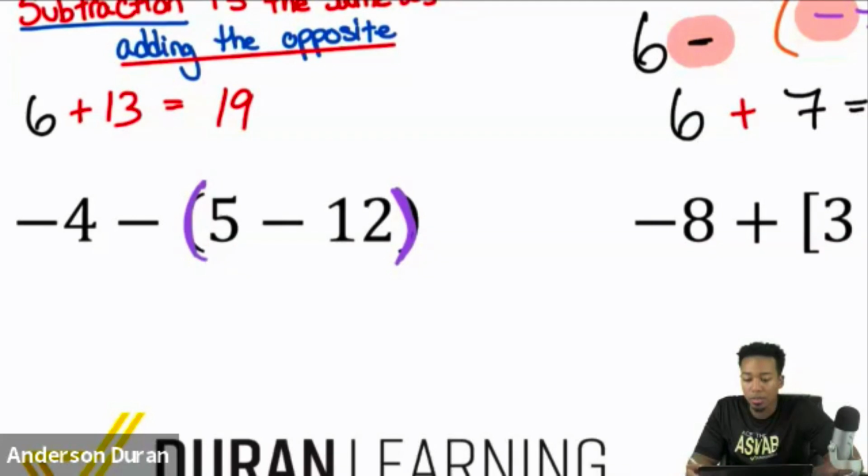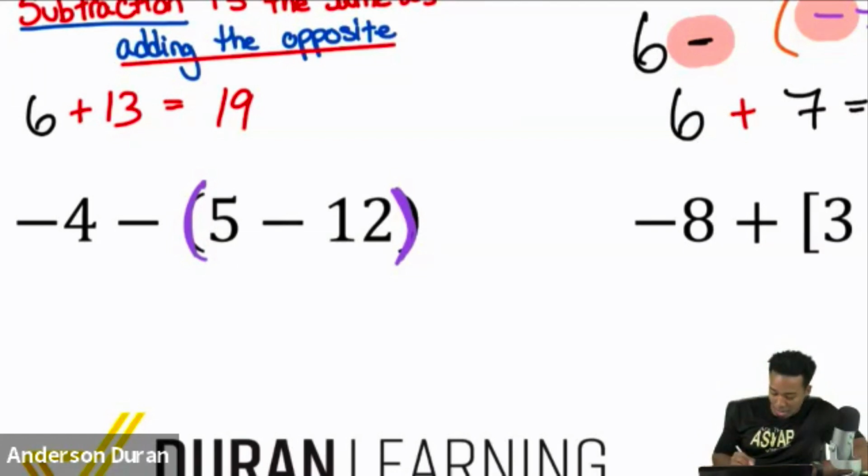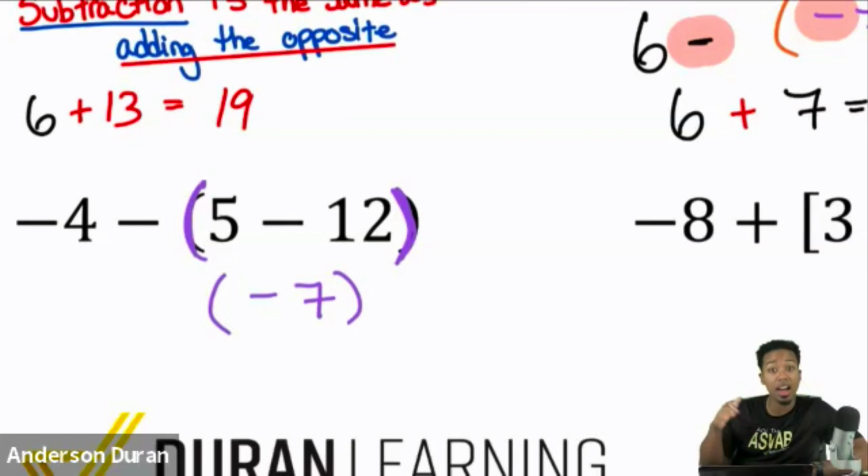So Peggy, the keep change flip, that's for dividing fractions. So 5 minus 12 will give me -7 because 5 and 12, the difference is 7, but because you're subtracting 12, that's negative. So again, if it was 12 minus 5, 7; 5 minus 12, -7. You're just basically taking the difference, but the opposite way.